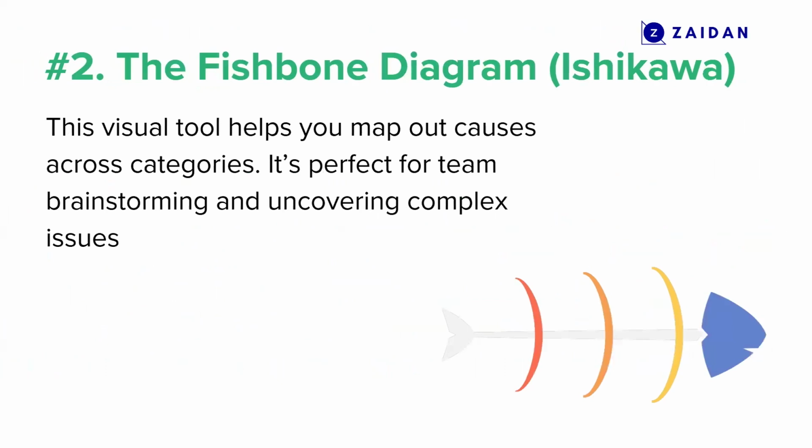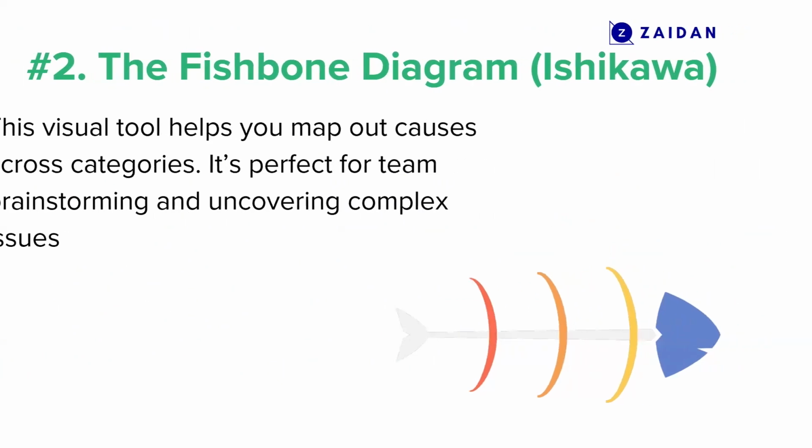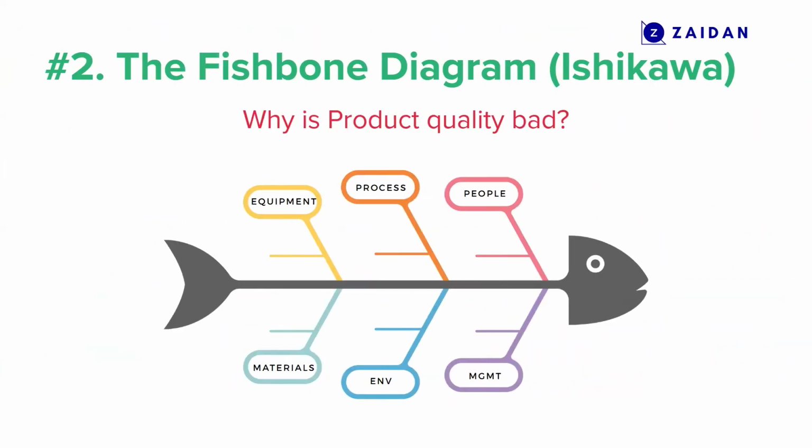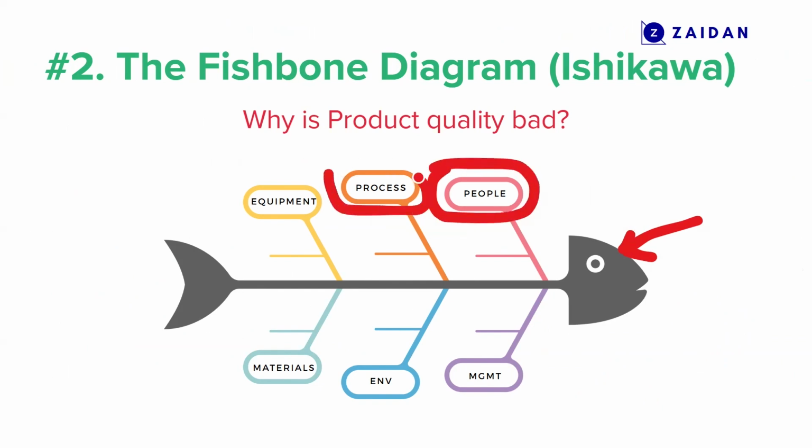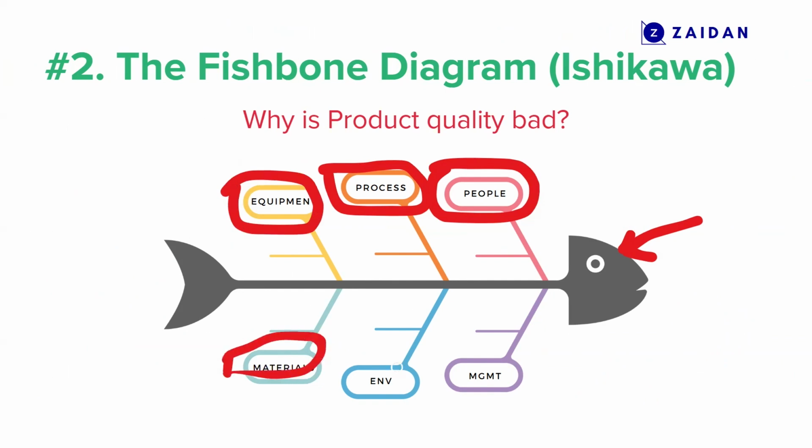The second technique is Fishbone Diagram, popularly known as the Ishikawa diagram. This visual tool helps you map out causes across categories, people, process, tools, etc. It's perfect for team brainstorming and uncovering complex issues. Here is the same example. Why is the product quality bad? Let's say the manager asks this question to the team. Let's say some people say people is the cause. Now, some of them say process is the cause, some of them say equipment is the cause, some say material, some say environment, and some say management.